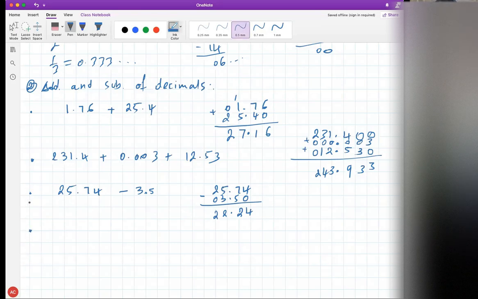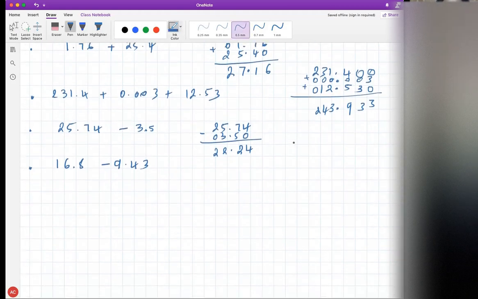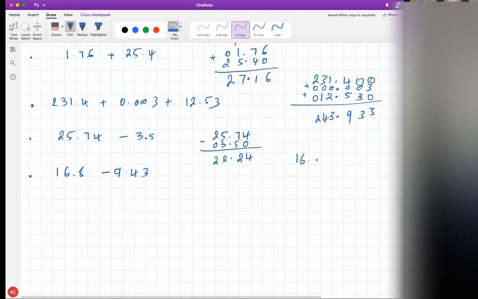Other times you may have to do some borrowing. Let's say you want to subtract something like this. From that, you want to subtract maybe 9 point, let's say 4, maybe 3 here. So that's a lot different than this. So again, let's align those numbers. Can I put the 0? Gonna align the decimals here, and we have 9 here, 4 and 3. It's very important. Again, aligning decimals is very important.